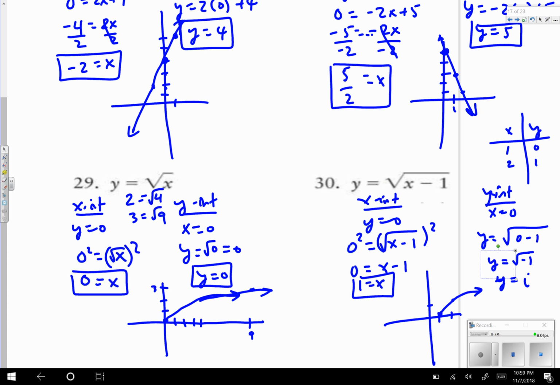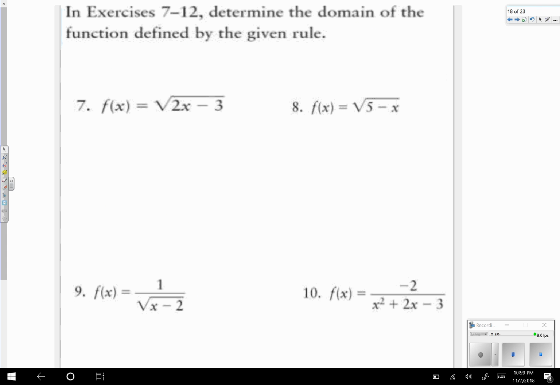Okay, good. Moving on to the next. Determine the domain of the function given by the rule. So domain means where it can be graphed. What I mean by that is if I have a negative under this radical, I'm not going to have a value. It's going to be imaginary, but it can equal 0. So I can have a 0. So I put 2x minus 3 is greater than or equal to 0. Again, what's under here has to be bigger than or equal to 0.